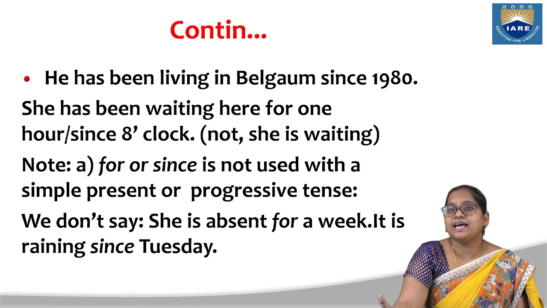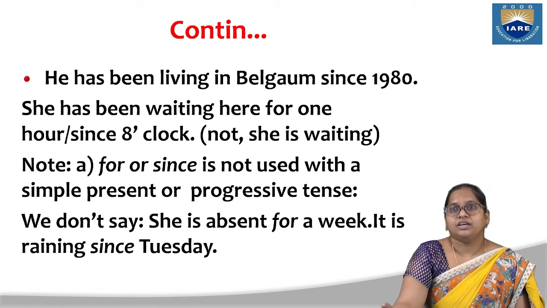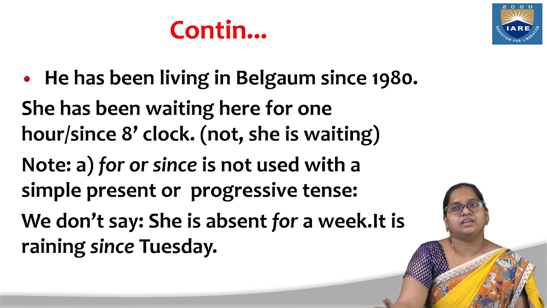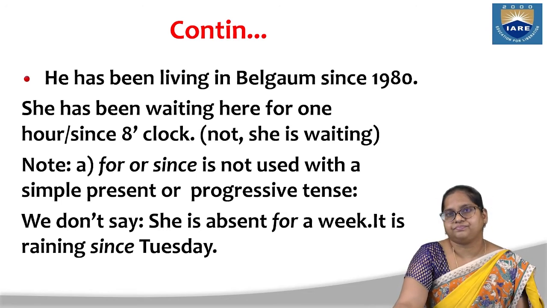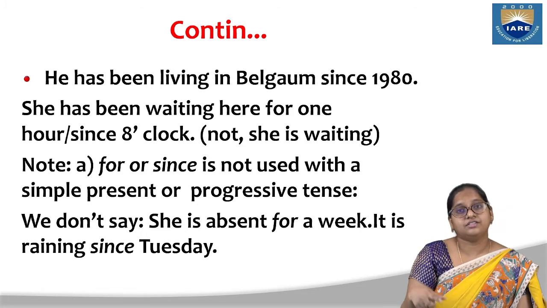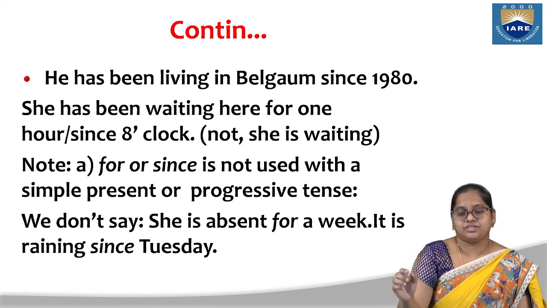Another example, she has been waiting here for 1 hour. Not she's waiting. You cannot say she's waiting here 1 hour. No, she has been waiting here for one hour. You can use the preposition in this context. Not she is waiting. She has been, because it started in the past and is continuously happening in the present time.